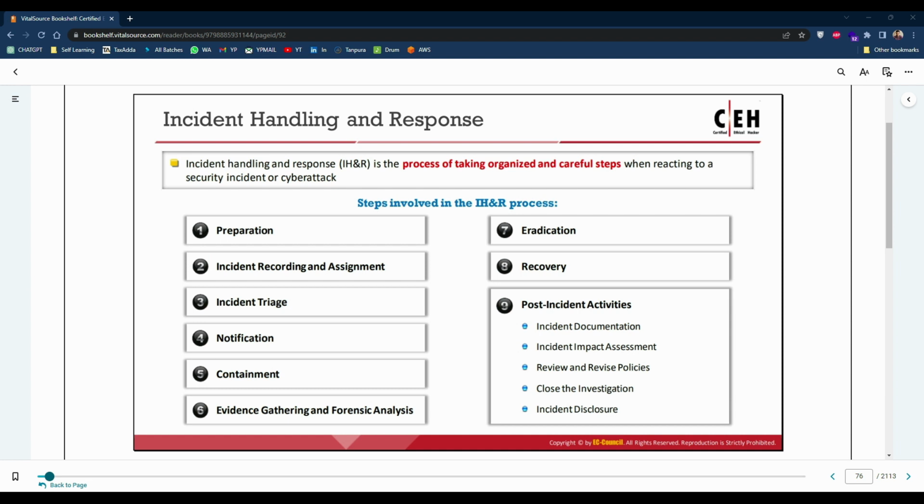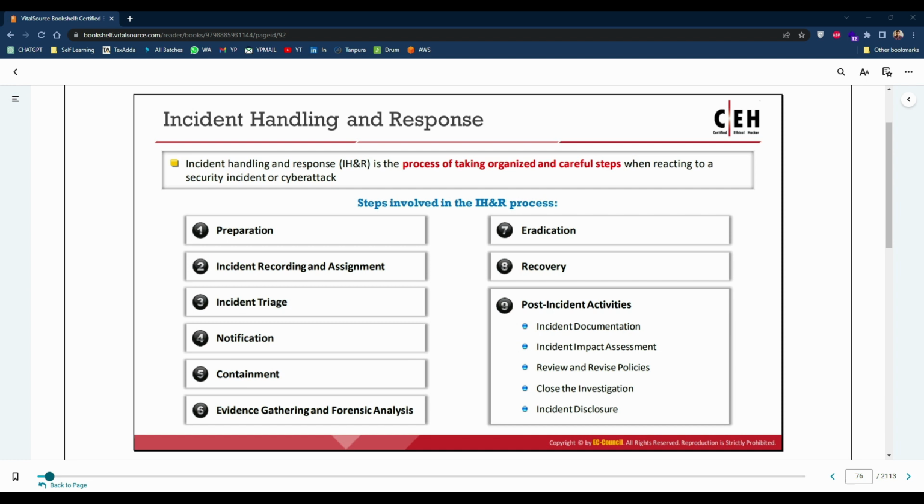So the next point is incident handling and response. Incident handling and response is the process of taking organized and careful steps when reacting to a security incident or cyber attacks. So it is a set of procedures, actions and measures taken against an unexpected event occurring. It involves logging, recording and resolving incidents that take place in the organization. It notes the incident when it occurs, its impact and its cause. It is the practice of managing the incident response processes such as preparation, detection, containment, eradication and recovery to overcome the impact of an incident quickly and efficiently.